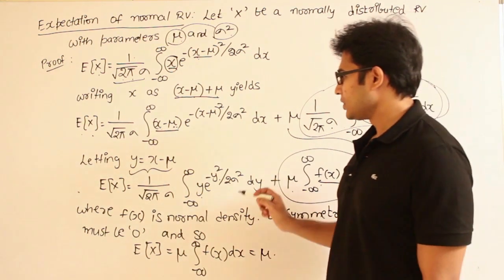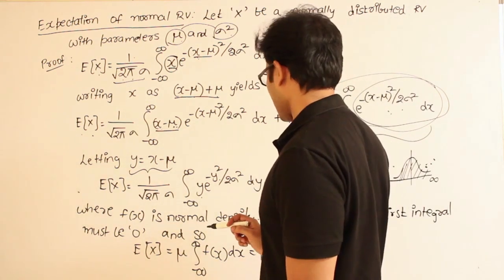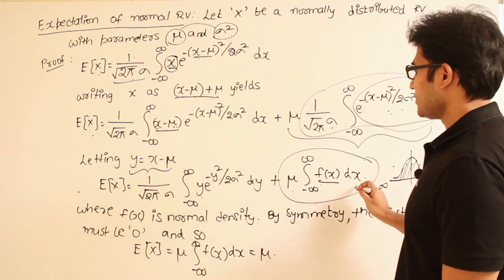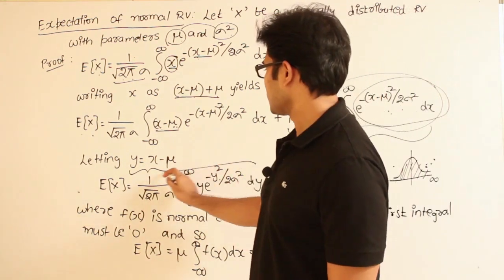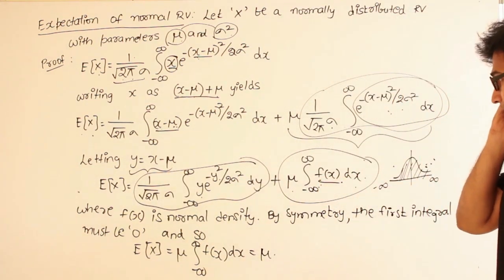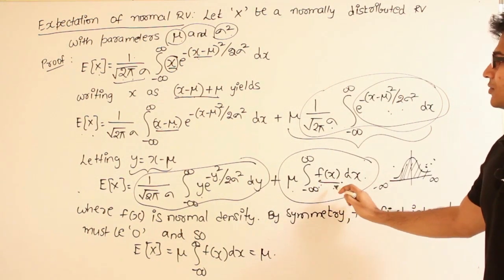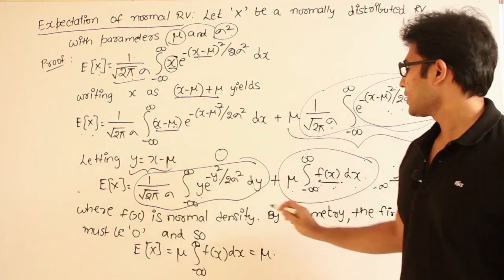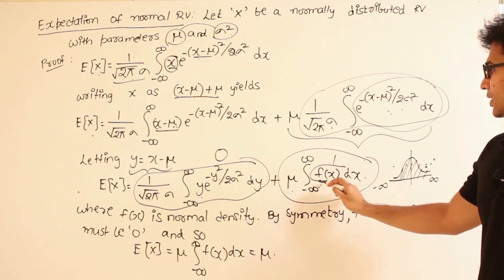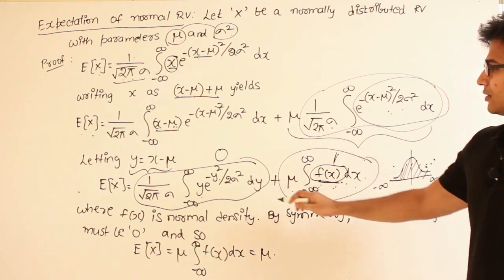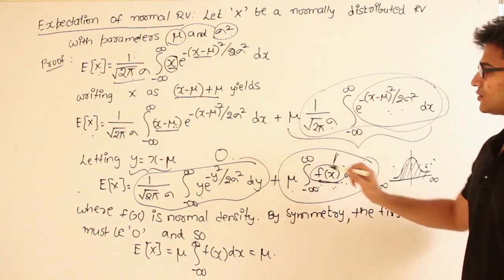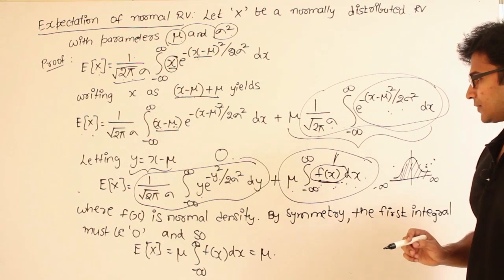And by symmetry, the first part is going to become 0. The second part is the normal distribution density, and when you integrate it, this one is going to become 1. And when you perform integration on the first part, since it is symmetrical over the y-axis, it is going to give you 0, right?